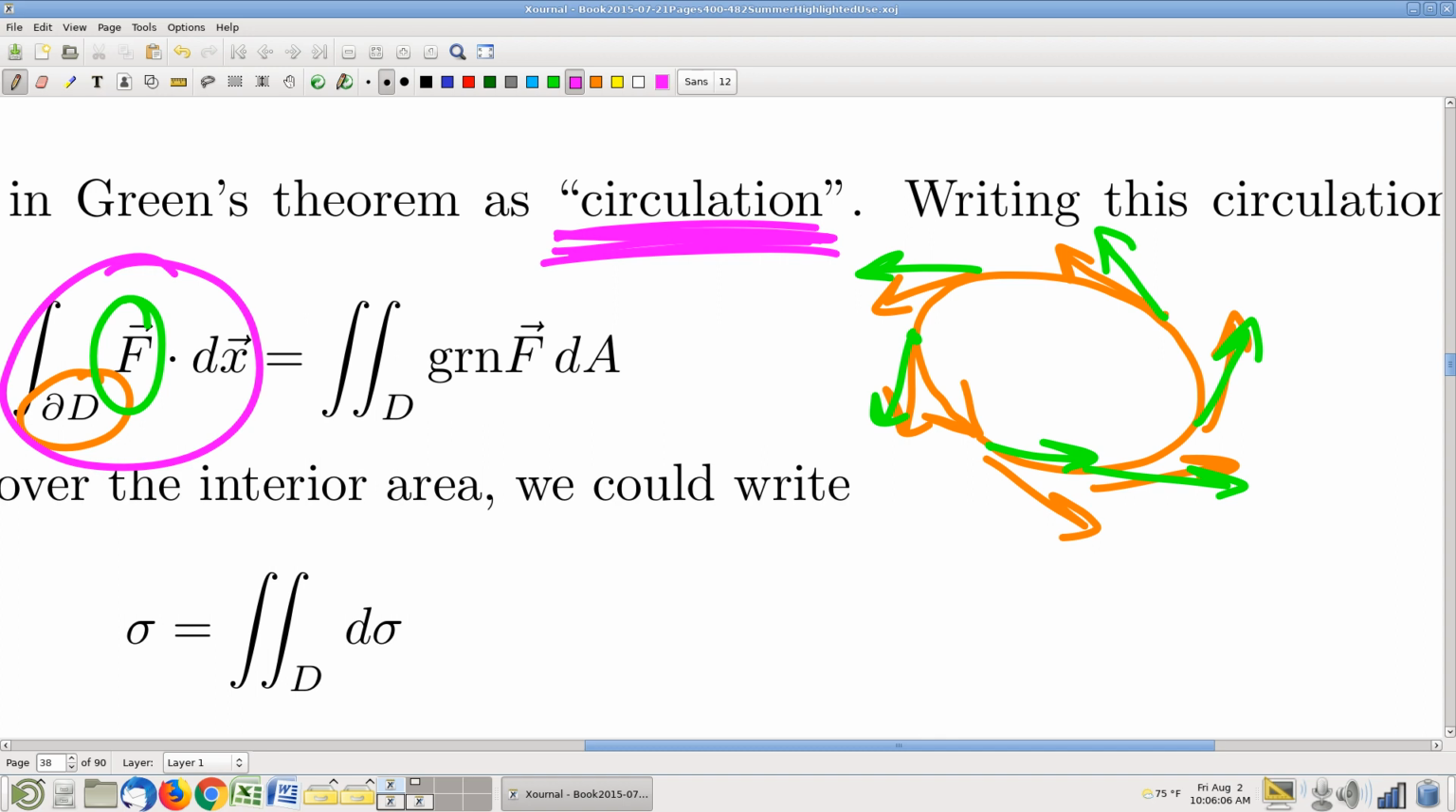It's just a point of view. It's a way of thinking about it. Again, by the way, this is a very common terminology. This is what they call it when fluids are going around in circles.